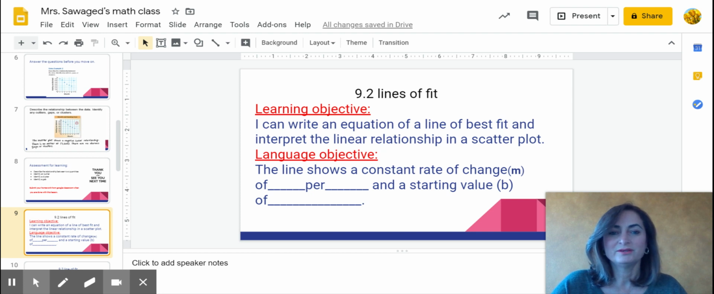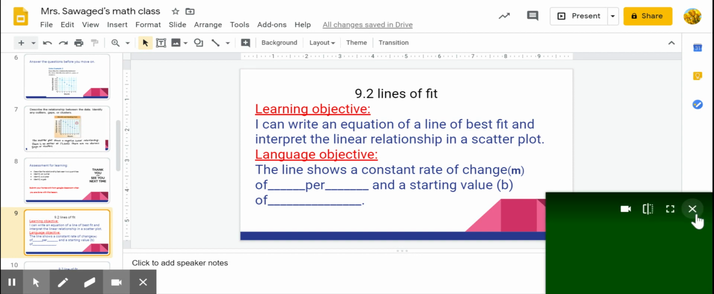Good morning, everyone. Today we're going to move on to 9.2 lines of fit. The learning objective: I can write an equation of a line of best fit and interpret the linear relationship in a scatter plot. The line shows a constant rate of change, which is the m, or the slope, and it can be explained using the word per, every, or each, and a starting value or the initial value, which is b. That's the language objective you're going to be using today to interpret.